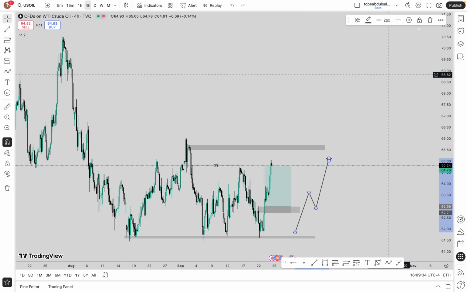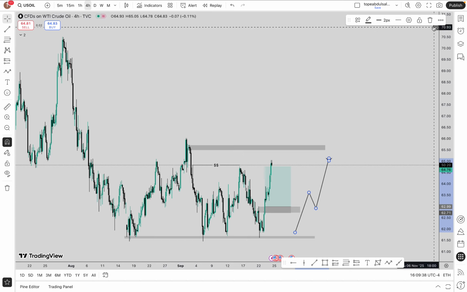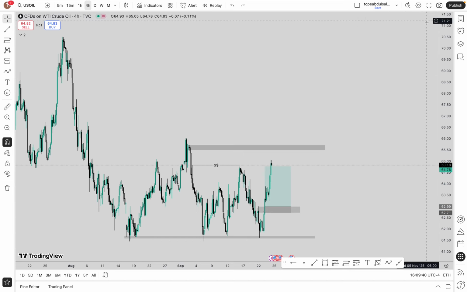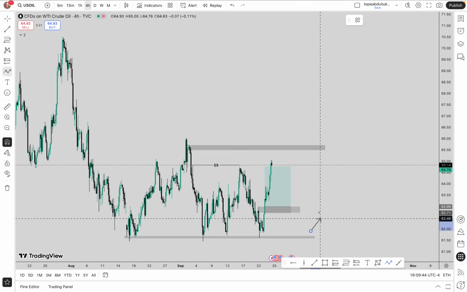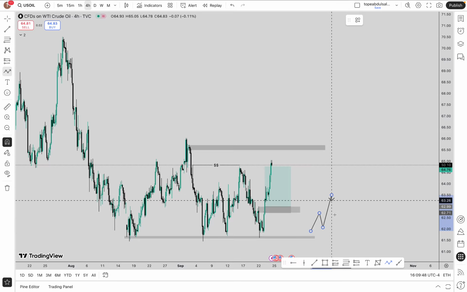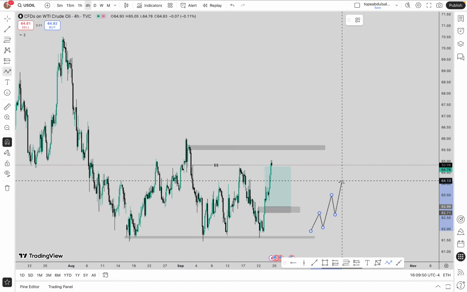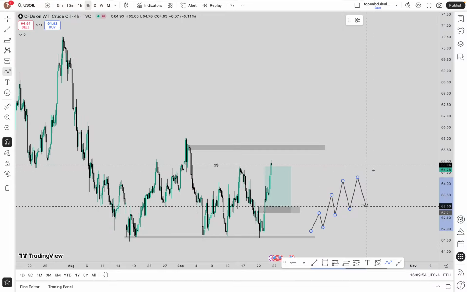What I was expecting the market to do was move the normal way: go up, pull back, go up, pull back, and keep going up.